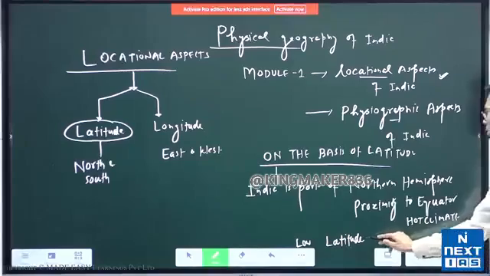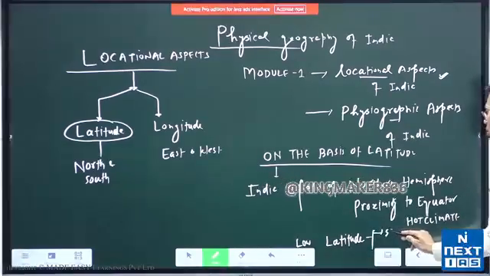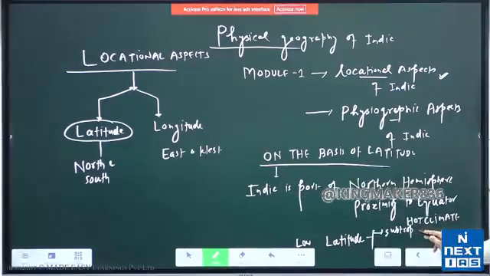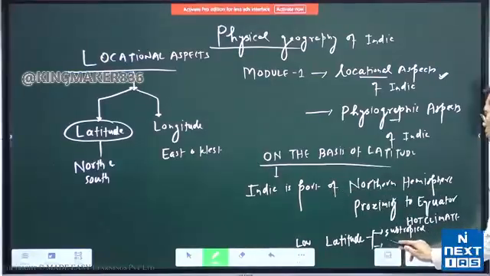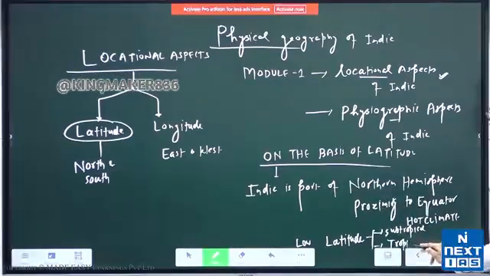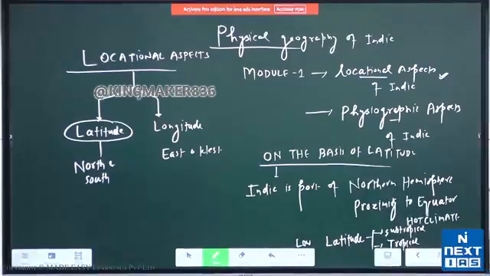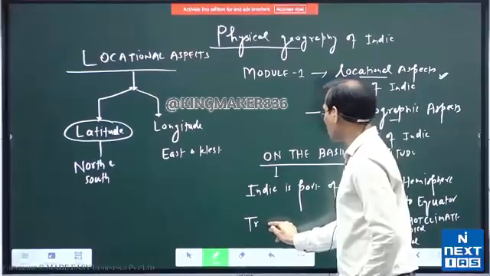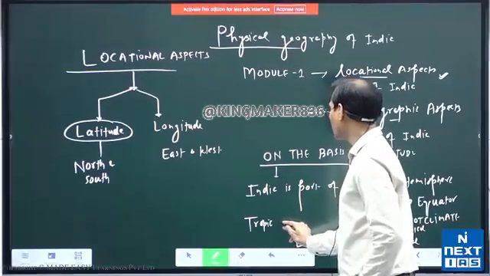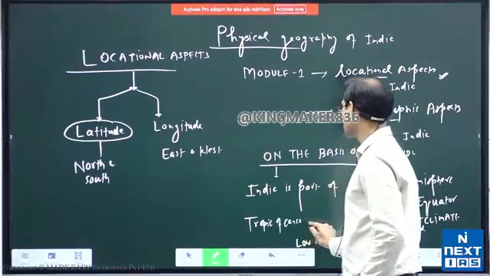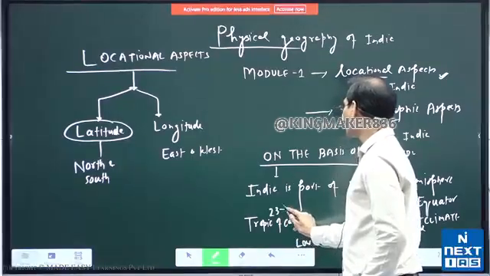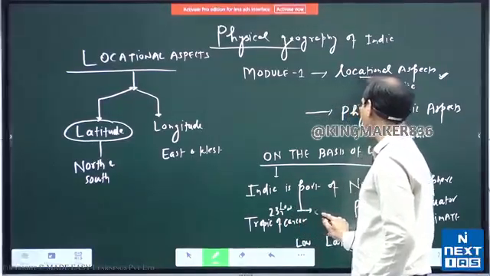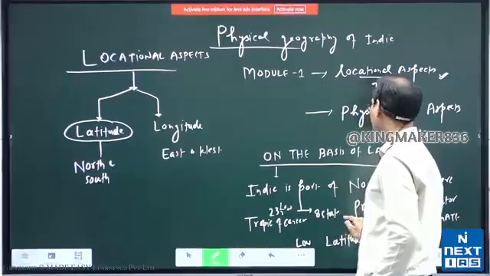In the north, India has which area? Subtropical or tropical? Subtropical. In south? Tropical. Which line dividing India in the middle area? Tropic of Cancer. Tropic of Cancer is passing through middle. 23.5 degree north with how many states? 8 states.